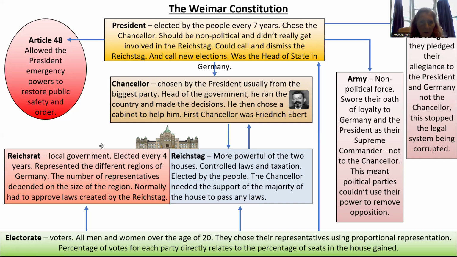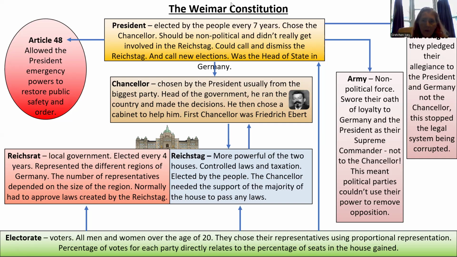If we go back to the president, if you look at these lateral lines, the president could enact Article 48, which allowed the president emergency powers to restore public safety and order. A lot of presidents have a clause like that written into various constitutions, where they don't have to go through Congress. If there's a state of emergency, they can take action straight away.